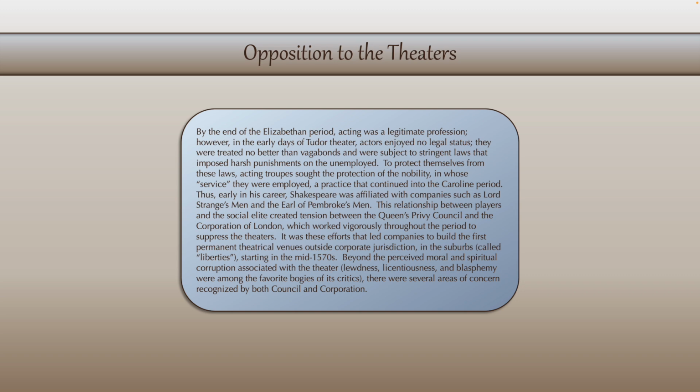So what were the grounds for the opposition? Some of them are what you could probably expect. There was the perceived moral and spiritual corruption associated with the theater: concerns over lewdness, licentiousness, blasphemy. These were the favorite bugbears of the theater critics at the time. And there were several areas of concern recognized by both the Privy Council and the Corporation of London, and those are certainly worth taking a closer look at.